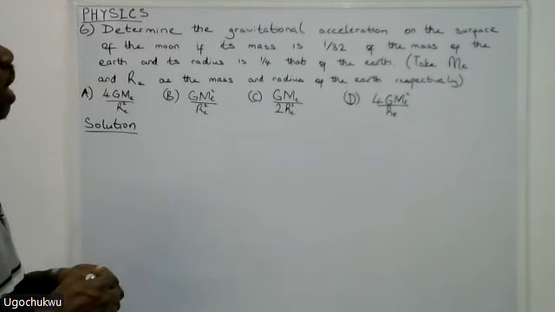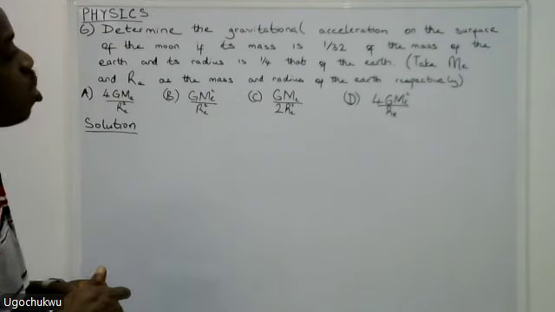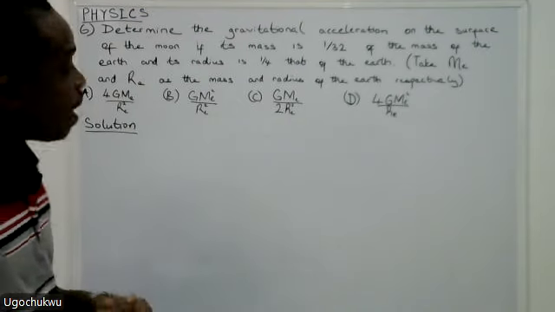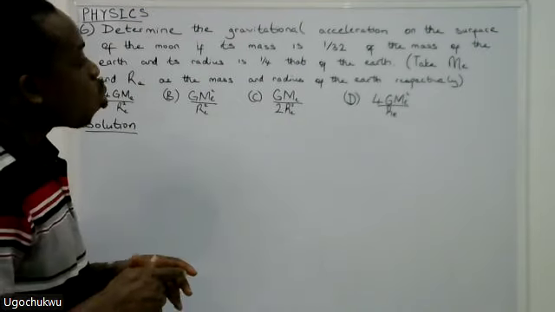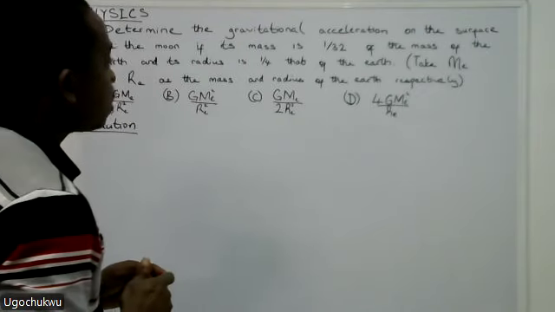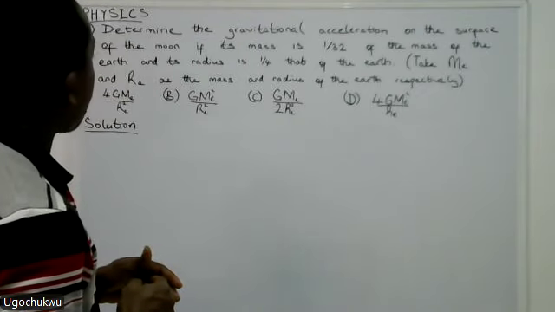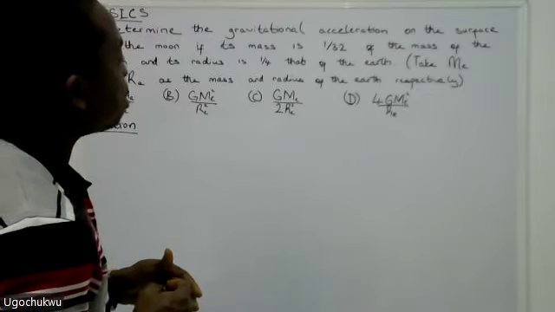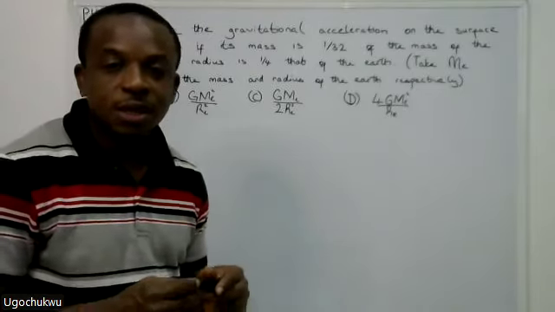Determine the gravitational acceleration on the surface of the moon if its mass is 1/32 of the mass of the Earth and its radius is 1/4 that of the Earth. Take ME and RE as the mass and radius of the Earth, respectively.